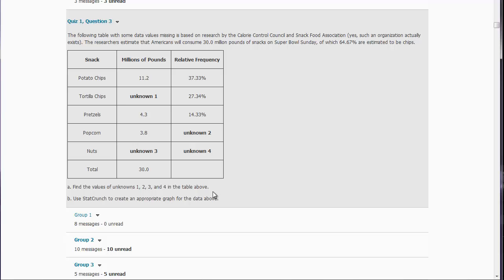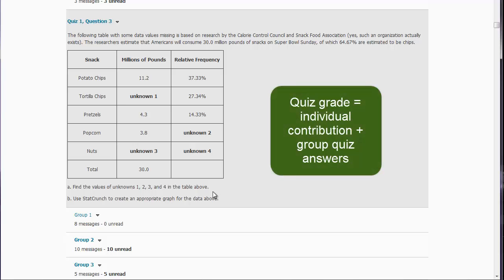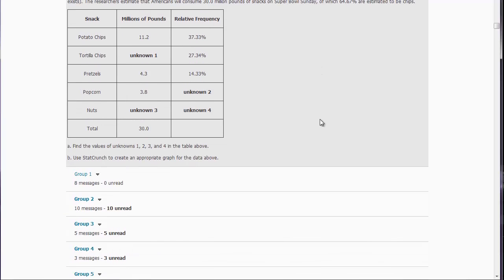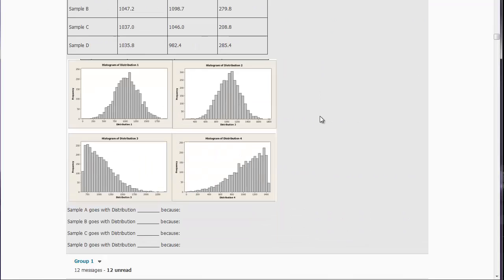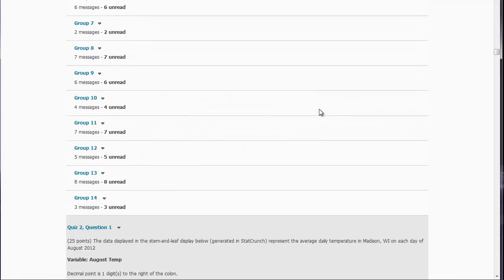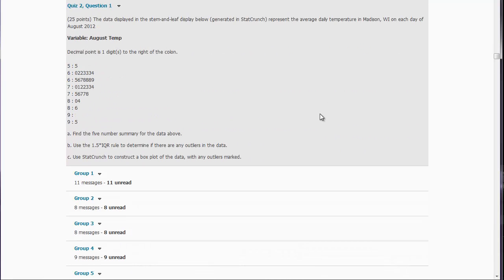So they were scored on their individual contribution and on the group quiz. So somebody who didn't participate at all and didn't try, they did not get the full points on the group quiz, even if everybody else did a good job and they submitted the group quiz and got all the points. So this discussion board is also just huge. It just keeps going here because there are so many different groups and so many individual questions here.